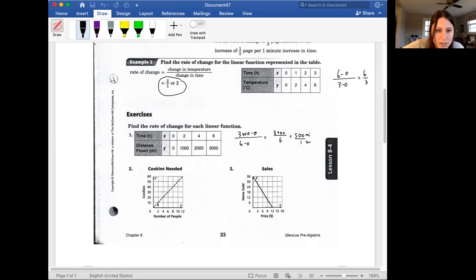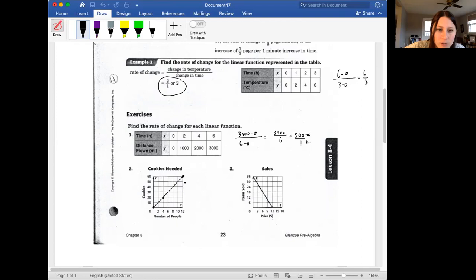Okay, cookies needed. So when you're looking at a graph, the big thing you want to look at is just picking any 2 points. So you want to pick 2 points that are easily identified. If I pick the first point and the last point, that's really easily identified. I could pick this middle point if I wanted to and just compare the two. So let's do one where I have the first and last point.